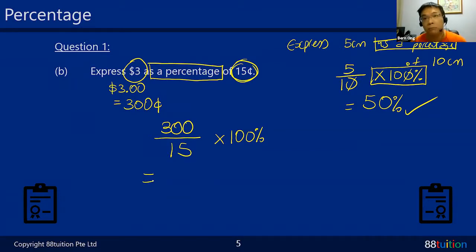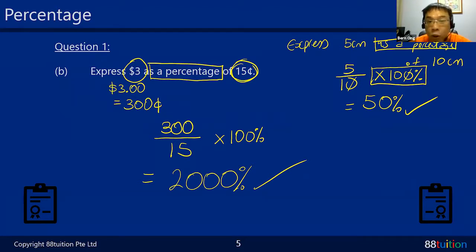You have to be flexible. Don't always have the idea that the numerator must be the smaller number. It can be the numerator having the bigger number. This is called an improper fraction. So 300 over 15 times 100 will give you 2000%. Percentage can go up to 2000, any number higher. Now it's correct, Jamaica, 2000 is correct.